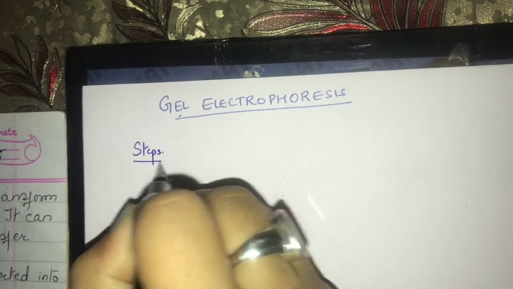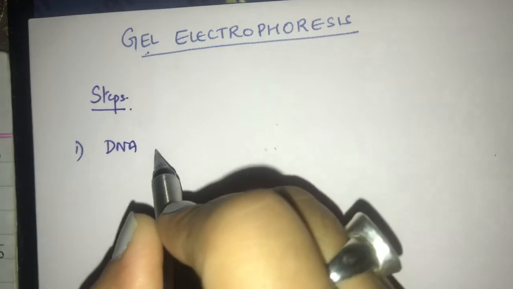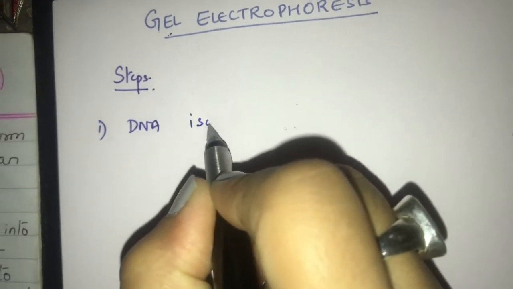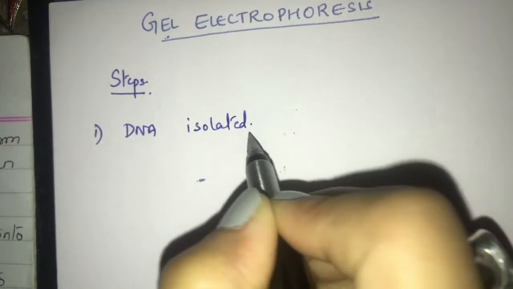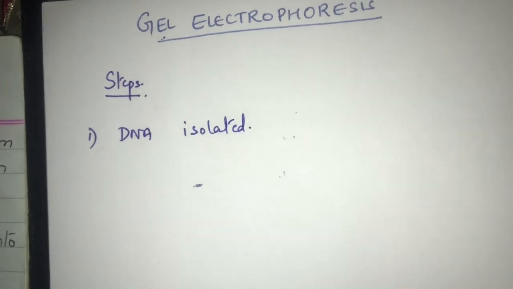Okay, so the steps involved in this gel electrophoresis, how it is done, how the fragments of DNA are separated on the basis of gel filtration and electrophoretic mobility of DNA. The steps involved are: number one is isolation of DNA. First of all, DNA needs to be isolated. We need to extract the DNA that we wanted.